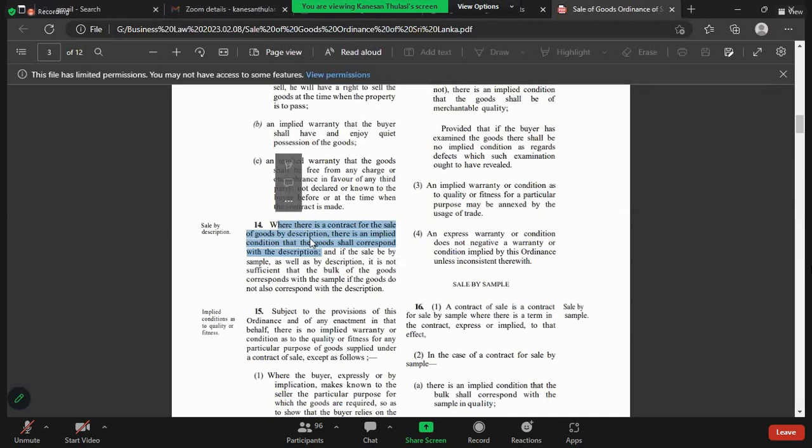Okay, so where there is a contract for a sale of goods by description, you are describing the goods, and then there is an implied condition. What is the implied condition? The seller has to ensure the goods correspond with the description. What you expect to buy, in this example the washing machine, is what you describe, and the seller has to give the washing machine for that particular purpose. What you are expressing, the seller has to satisfy. Regarding the goods you describe, the seller has to be satisfied that this is the good I am giving.